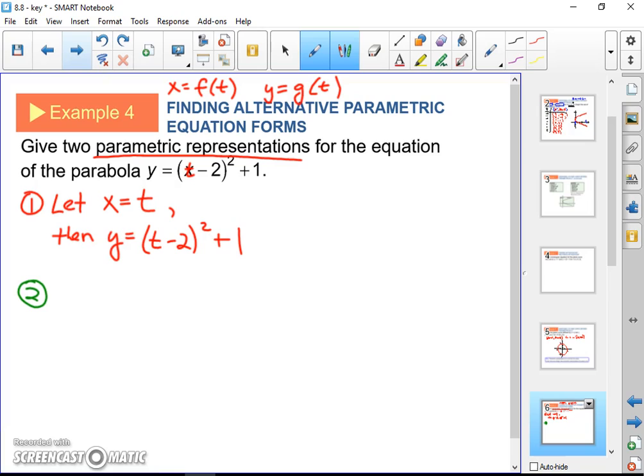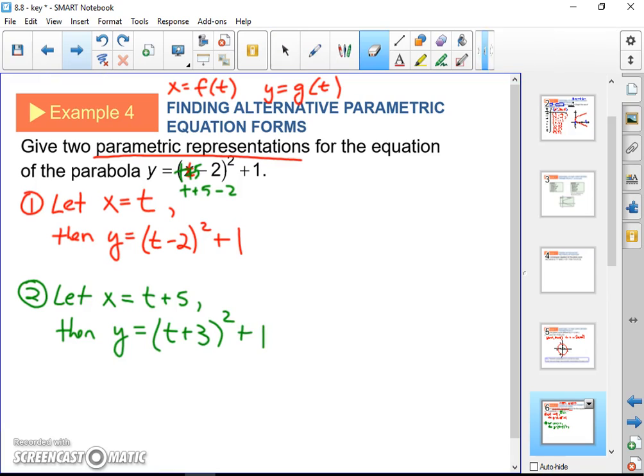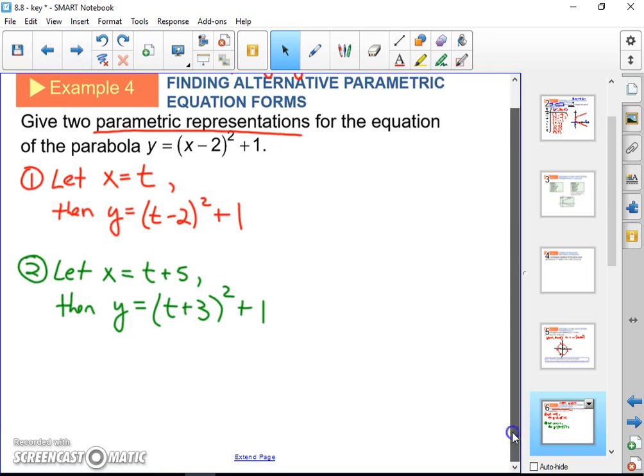So they want 2 of them. Let's give another one. Let x equal, and I can really pick anything I want. Okay, make it tough, make it easy, whatever. Just have to choose different than t. So let's say we did t plus 5. Okay, x equals t plus 5. So what they're saying is x equals t plus 5 would go right there. So then y is going to equal, you've got t plus 5 minus 2 right there. I'm just going to turn it into t plus 3. Y equals t plus 3 squared plus 1. Okay? That's 2 different parametric equations.